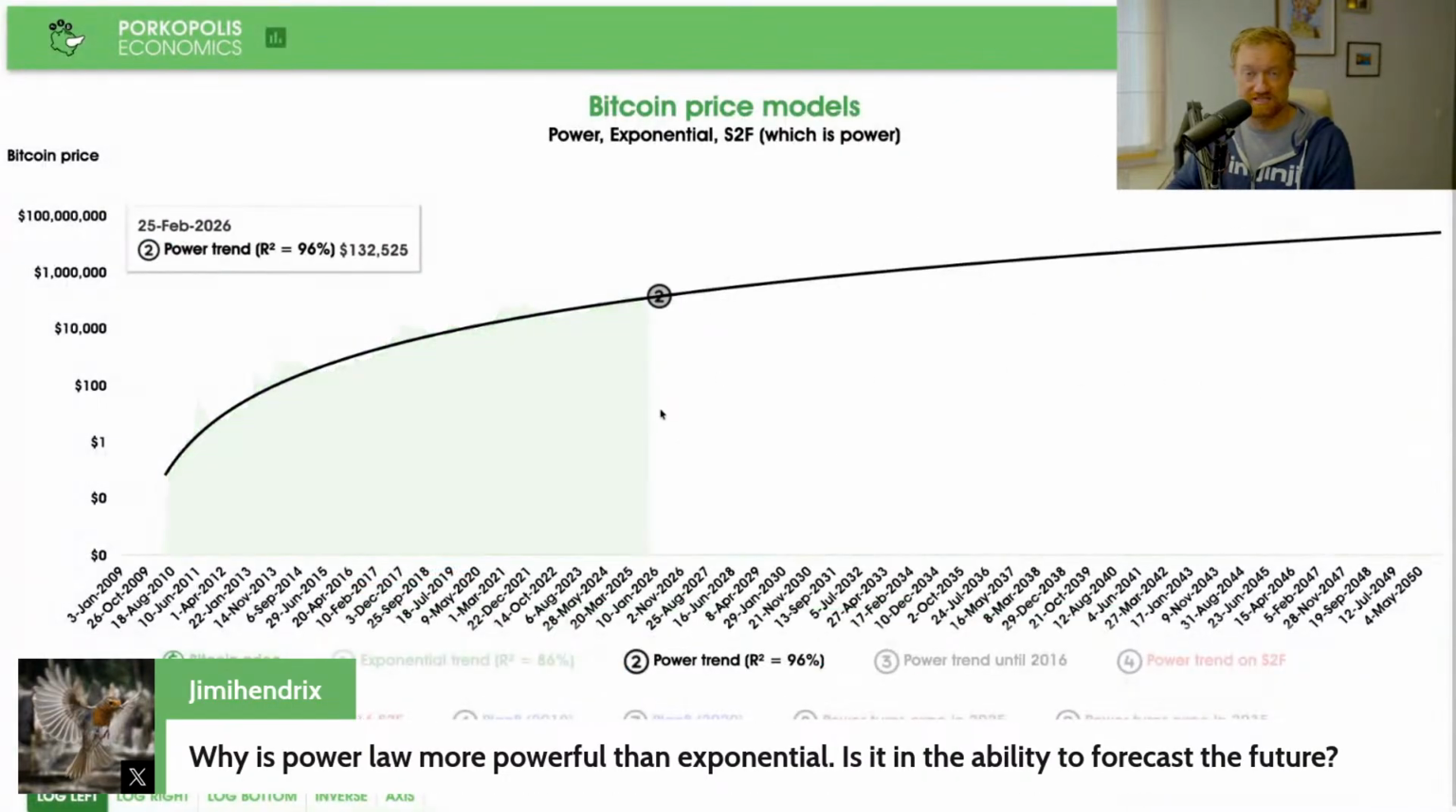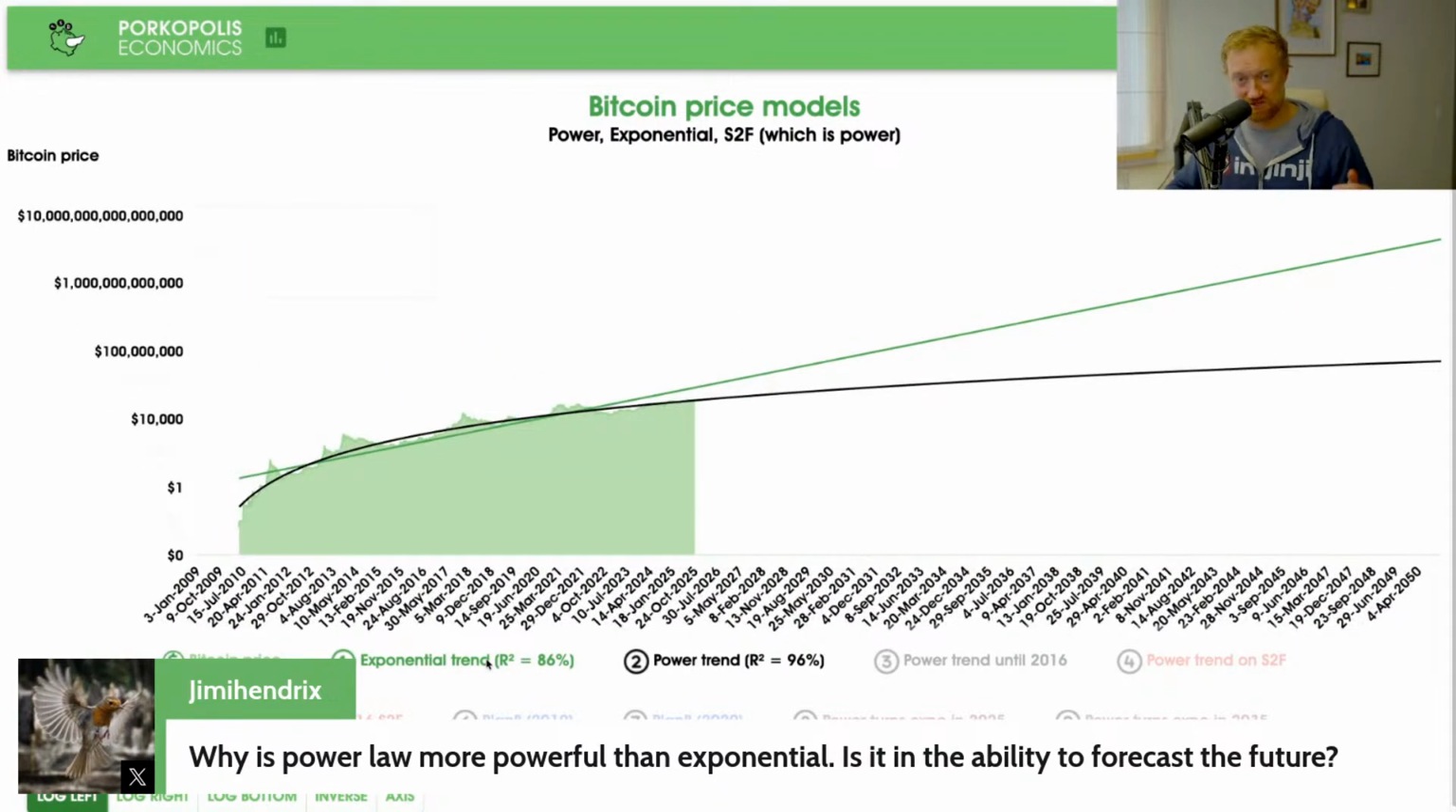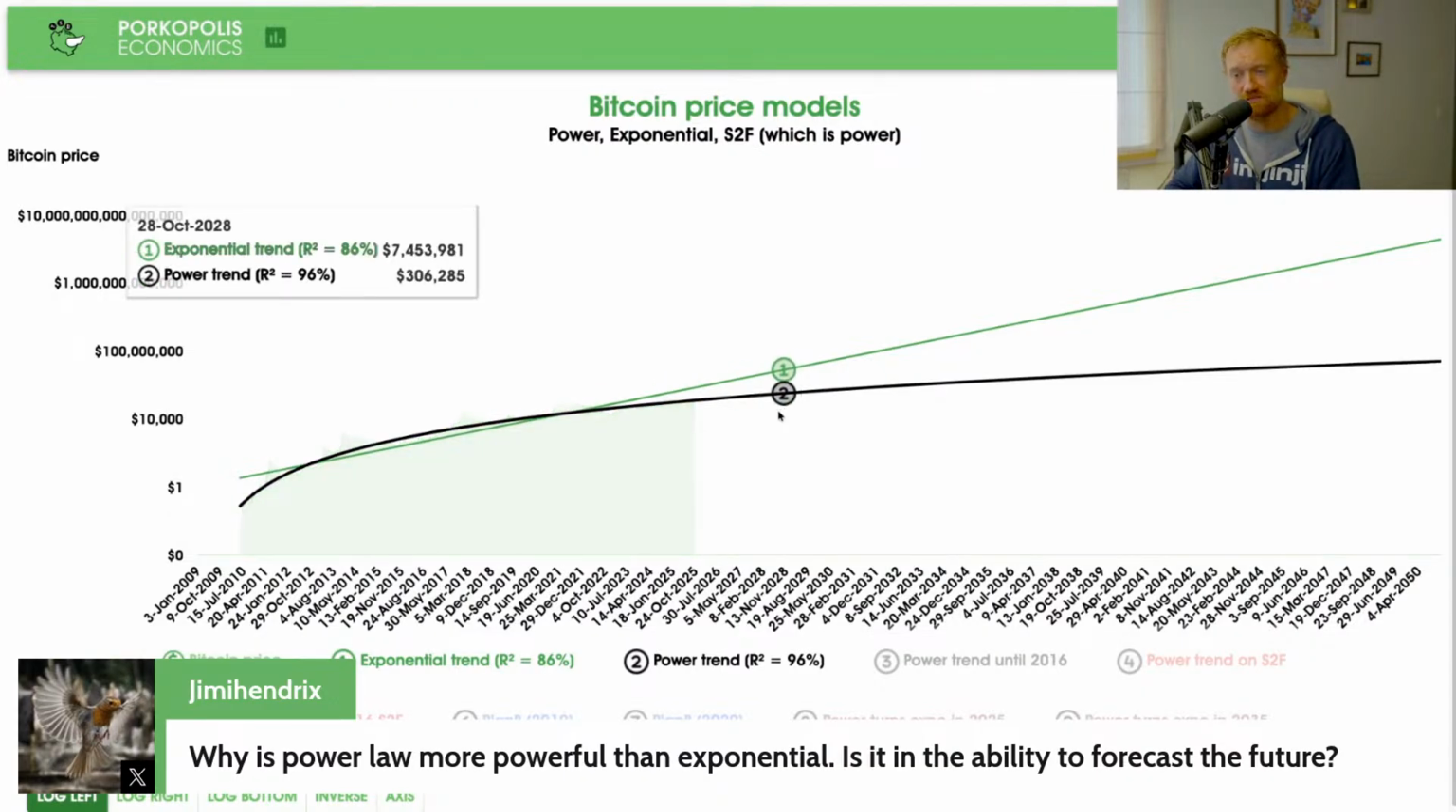Power curve, as you can see, is sustainable. It slows down actually as we grow. Exponential does not. Exponential keeps on trucking at the same percentage. So exponential, and I think this lingo that you're using, is more powerful. It's stronger.